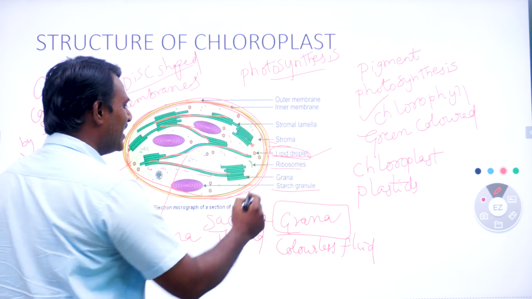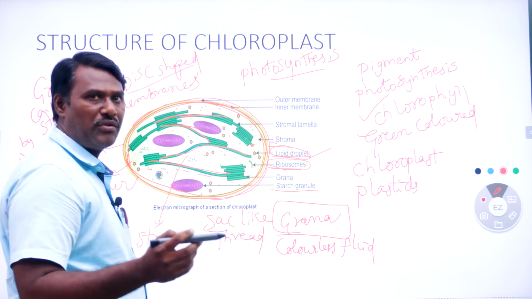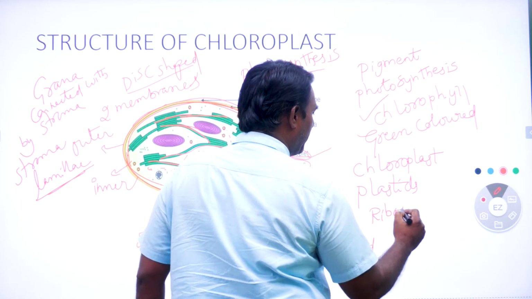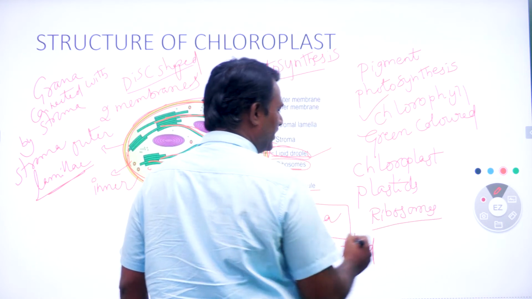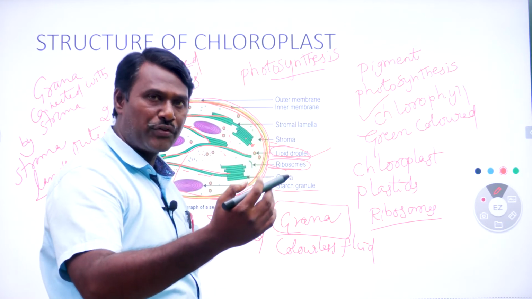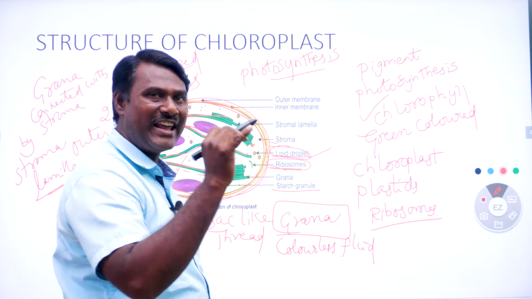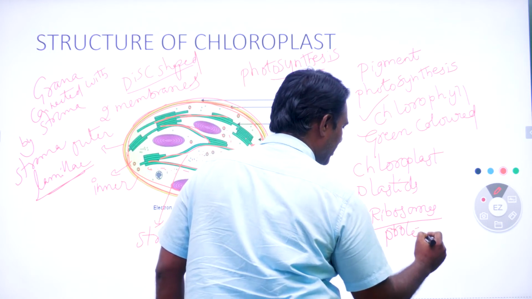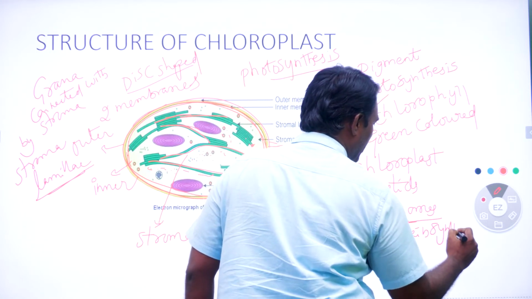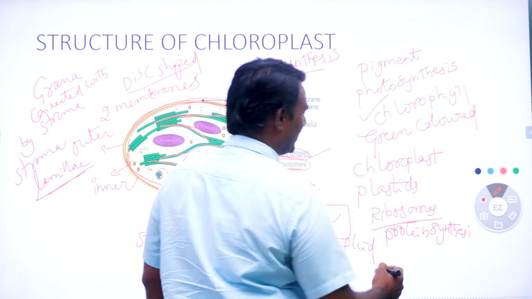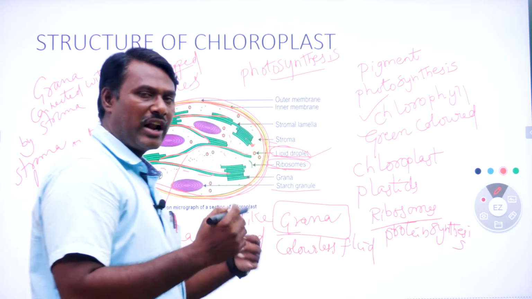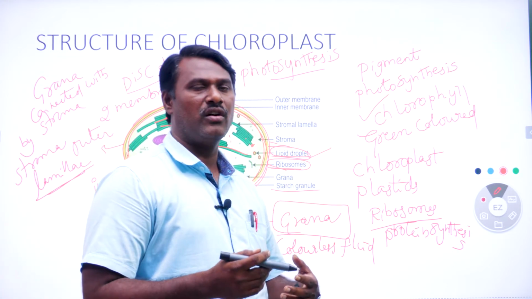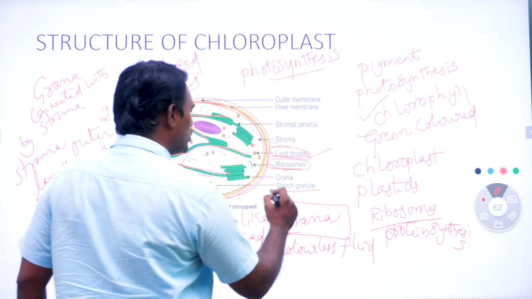Next one is ribosomes. As you know, we have studied cell organelles earlier. Ribosomes are a type of cell organelle present in every cell. As you know, ribosomes are mainly involved in a special process called protein synthesis. That is why ribosomes are also called the protein factories of the cell. And finally we have the starch granule here.